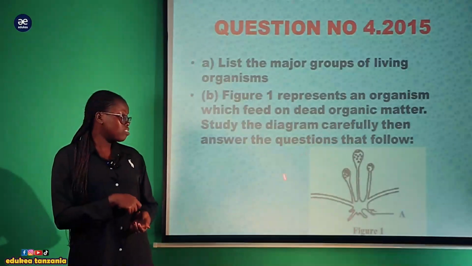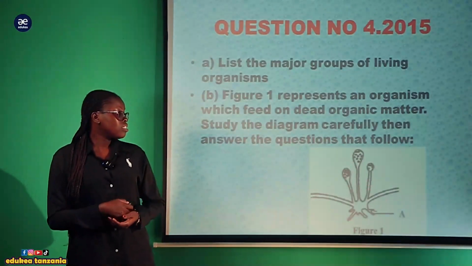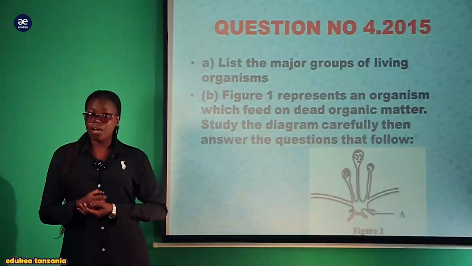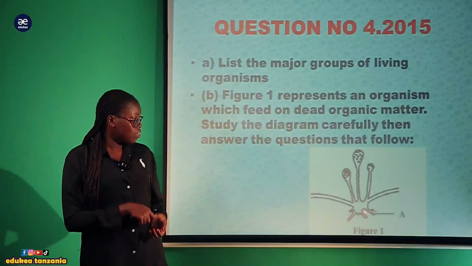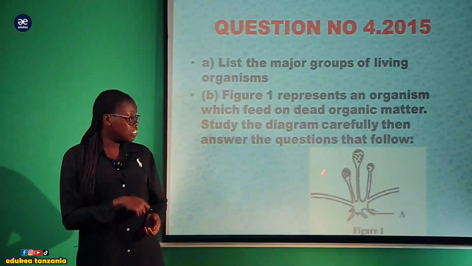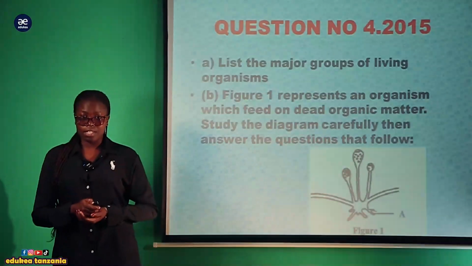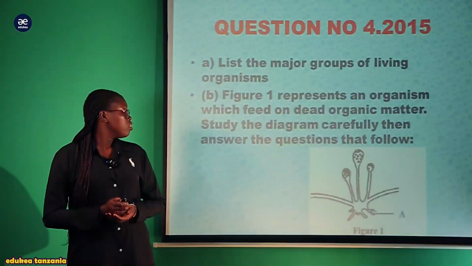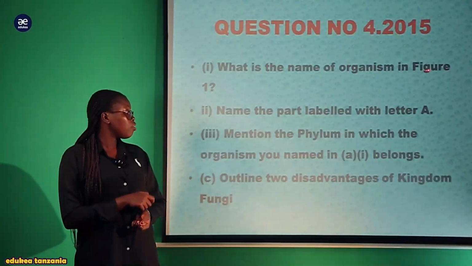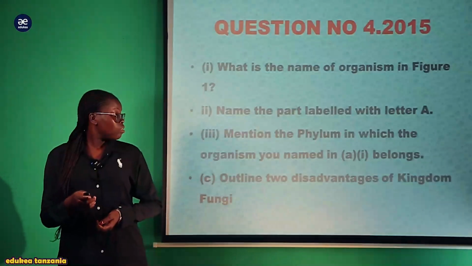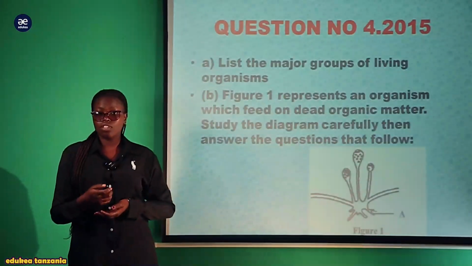This is the diagram that you have been given in figure 1. Please study it very carefully. After that, we can answer the questions. In this diagram, we have been given the letter A here. Now study it carefully, then you can answer the questions. Question Roman 1 states: what is the name of the organism in figure 1?